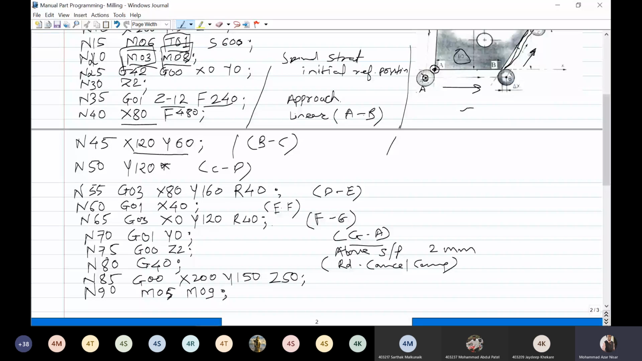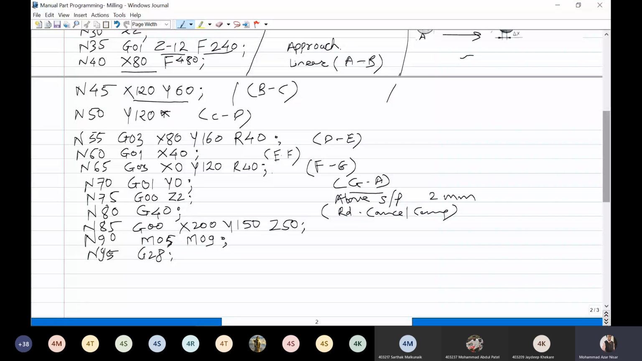And again, if you require, this code is not required, but you can write it again. N95, I will say G28 for the home position of your tool. You can write G28 over here, and then you don't require to write this. X200, and so it will move back to the homing position of that machine. But in animation you can write G00 X200, and you don't require this coding.